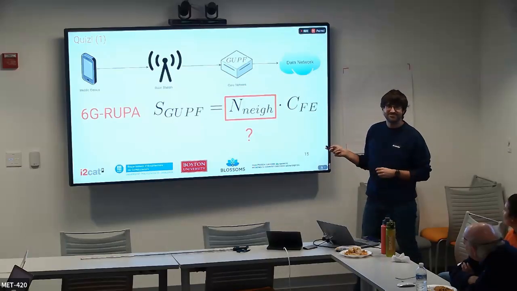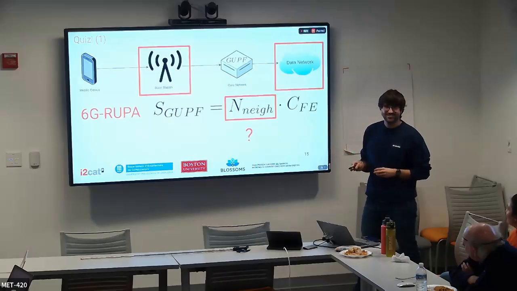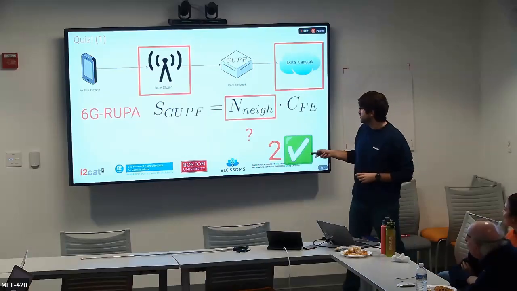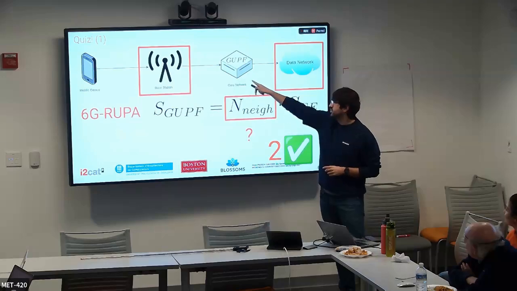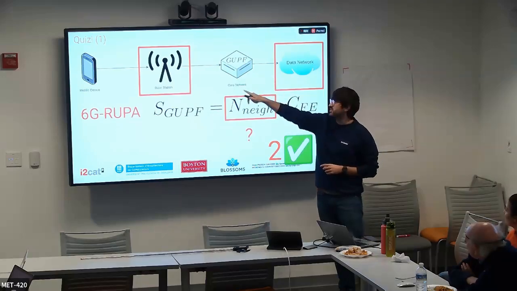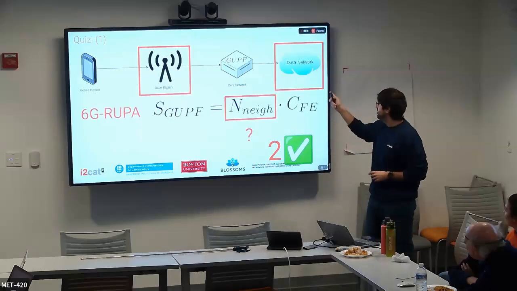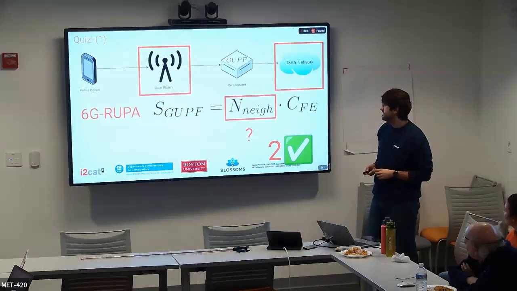Who knows the answer? A hint? No one? It's 2. The value of the number of neighbors is 2, because the router has basically two neighbors, one base station and one data net.